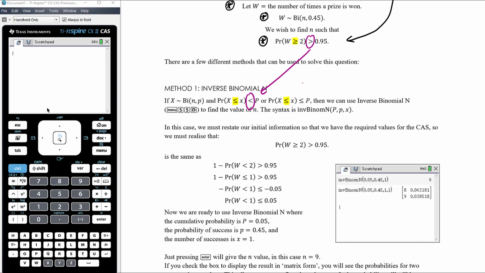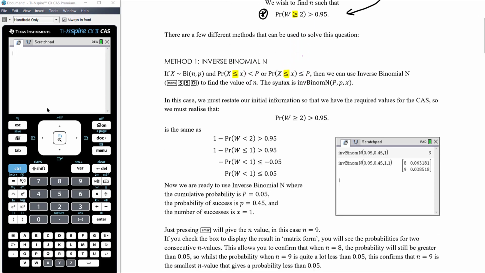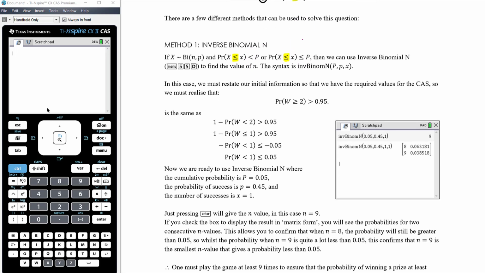Okay, so if we think about that, in our case, we want the probability that w is bigger than or equal to 2 is bigger than 0.95. Okay, so we know the probability that w is bigger than or equal to 2 is the same as 1 minus the probability that w is less than 2.